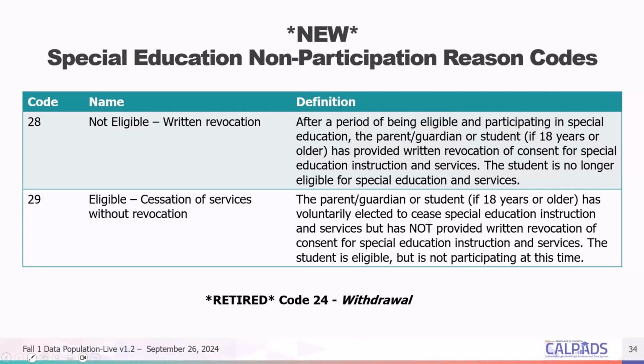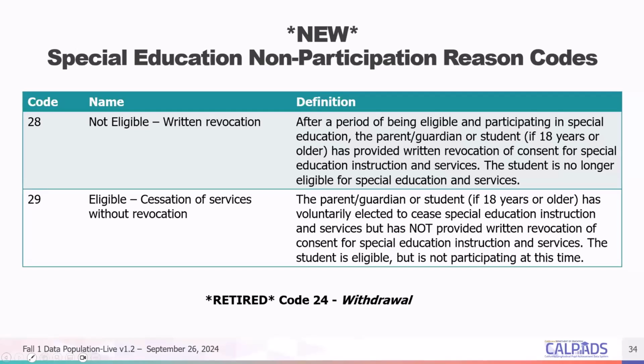After discussions at the CDE in August of 2023, it was determined that changes were needed to make the distinction between revocation and cessation of services without revocation. Previously, code 24, withdrawal, was used in both instances. In the 24-25 academic year, code 24, withdrawal has been retired and replaced with these two new codes.